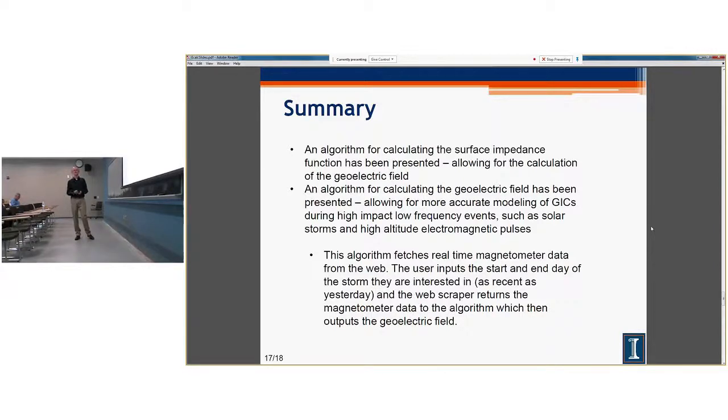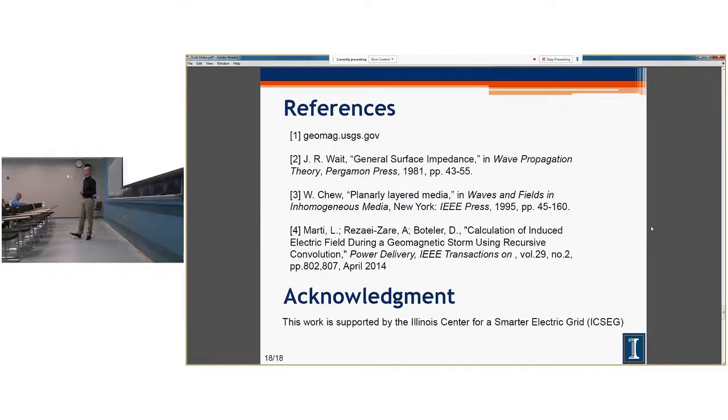So in summary, I presented 2 algorithms, one for the geoelectric field and one for calculating the impedance function, and then a quick blurb on the web scraper and a plug for finding tools that can help you do things faster. Here are some references, and I'd like to acknowledge ISEG. They are my funding, so thank you, ISEG.